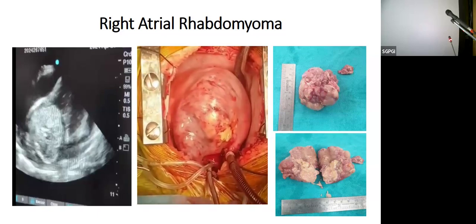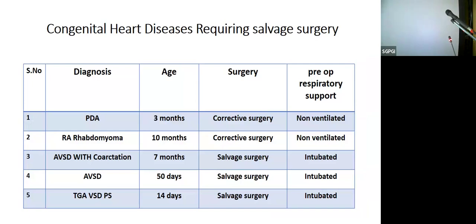This is the heart. This is the head side. This is the leg side. So hardly anything is moving. This whole thing is a tumor trying to pop up. And this is the tumor after surgery, nearly 5.5 centimeters. This is the cut section. The patient survived and is still in follow-up without any symptoms.